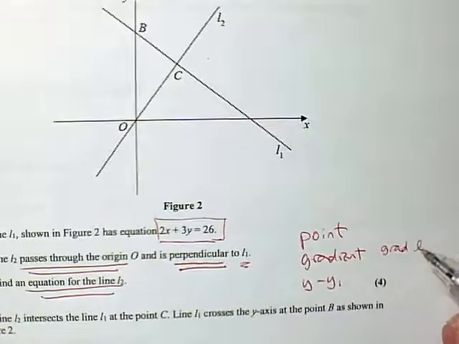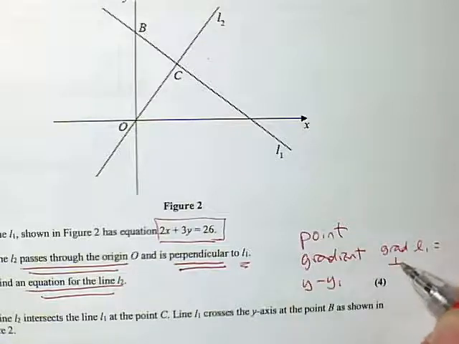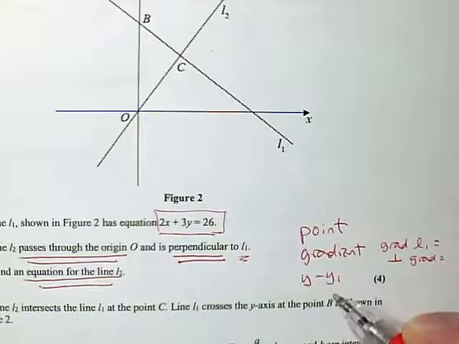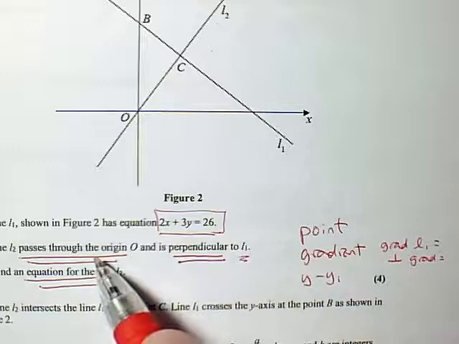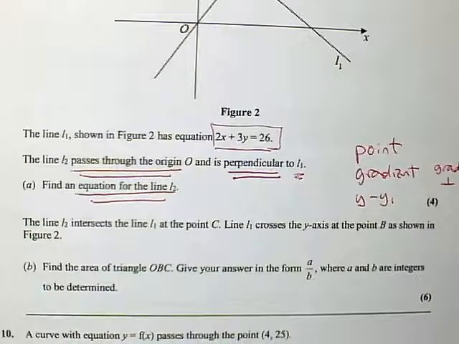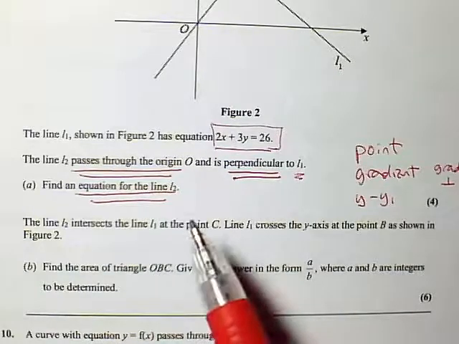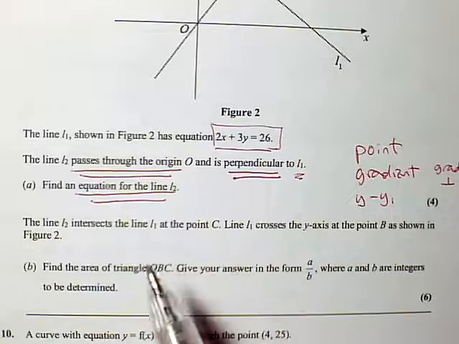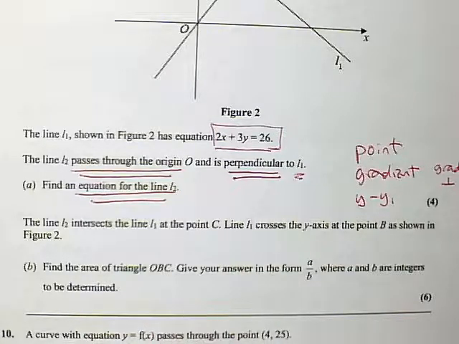So you get the gradient of L1 but after rearranging it into y equals mx plus c, and then you need to remember to get the perpendicular gradient. Okay, and that's the gradient you need for your y minus y1 recipe. And the point's easy because it's here. All right, so that's the first part. Now even if you haven't got an answer to the first part, or even if you've got it wrong, you want to follow through. So get some kind of equation for L2 in the second bit, because we need it here.